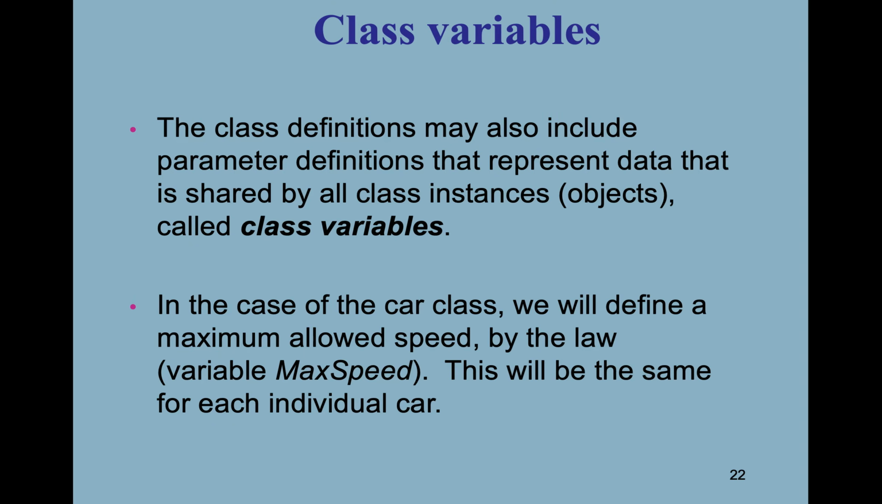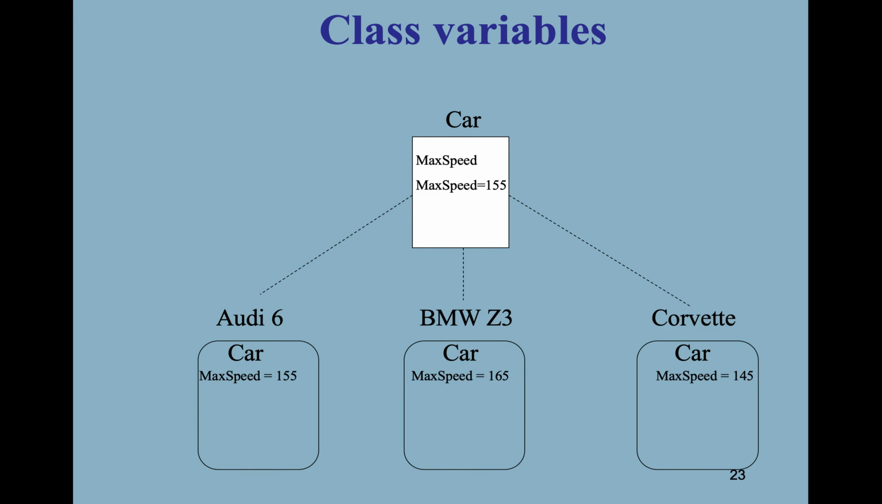Now, where most people ran into problems on the midterm, which is why we're doing this lecture today, is you didn't quite get the class variable. The class definitions may also hold parameters that represent data that's shared by all instances of the object. These are class variables. We can have class variables and class methods, just like we have instance variables and instance methods. In this case, the car class defines a maximum allowable speed by law. So we have a max speed, and it will be the same for every single car that's created.